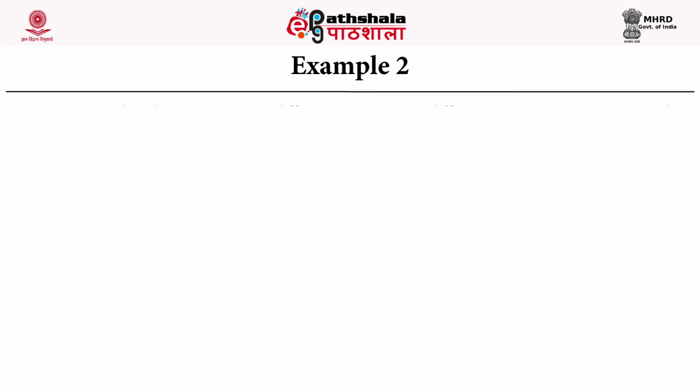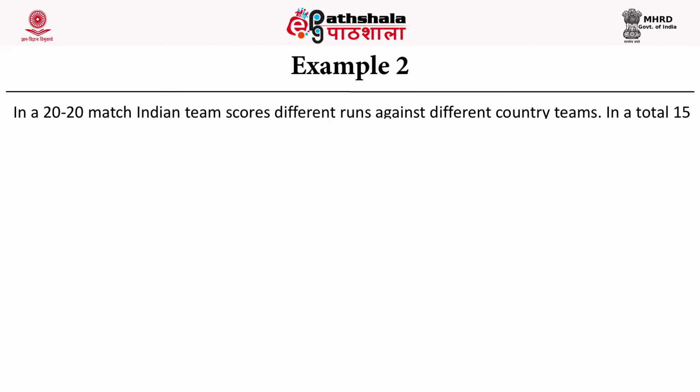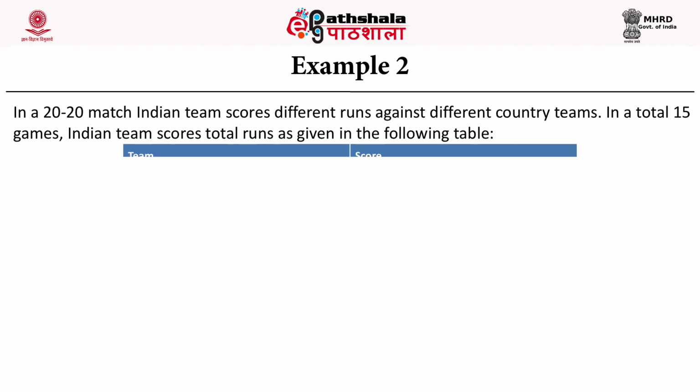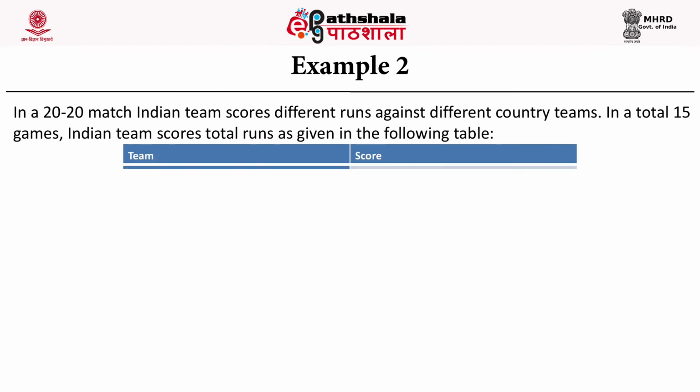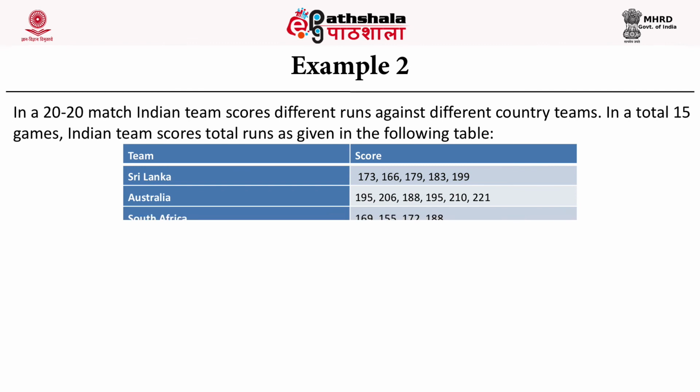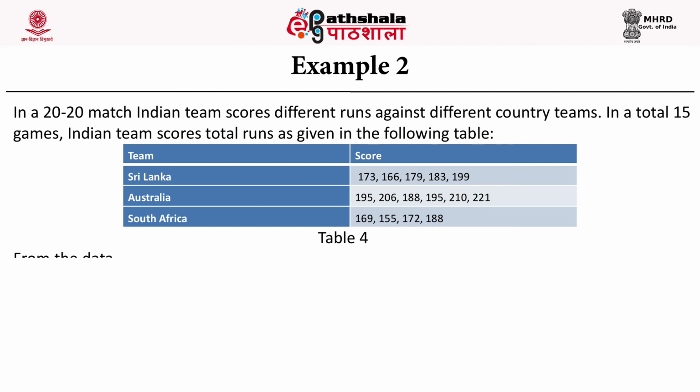So now we will discuss another example, and in this example we have the 2020 matches of the Indian team, with different runs scored against different country teams. In a total of 15 games, the Indian team's total runs are given in the following table. On the left hand side we have the teams: the first team is Sri Lanka, second Australia, third is South Africa, and the scores scored by the Indian team are given in the second column.